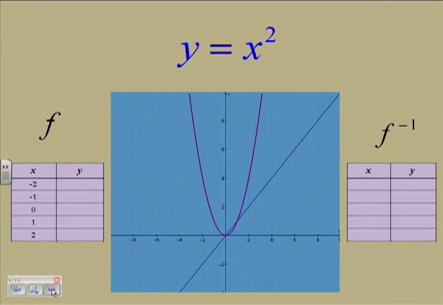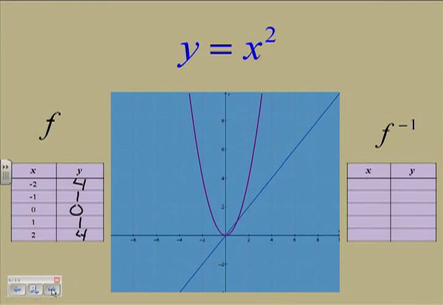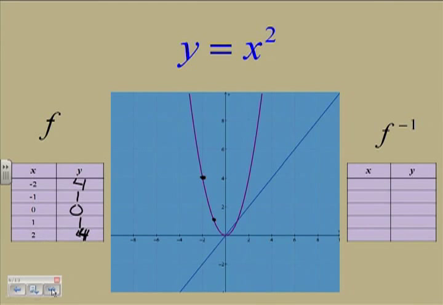So if x is -2, plug it in, we come up with a 4. -1 squared is 1. 0 squared is 0. 1 squared is 1. 2 squared is 4. And if we take a look at that on the graph, we've got -2, 4, -1, 1, 0, 0, 1, 1, and 2, 4. Now those are on the original function. By the way, this is the equation for f.